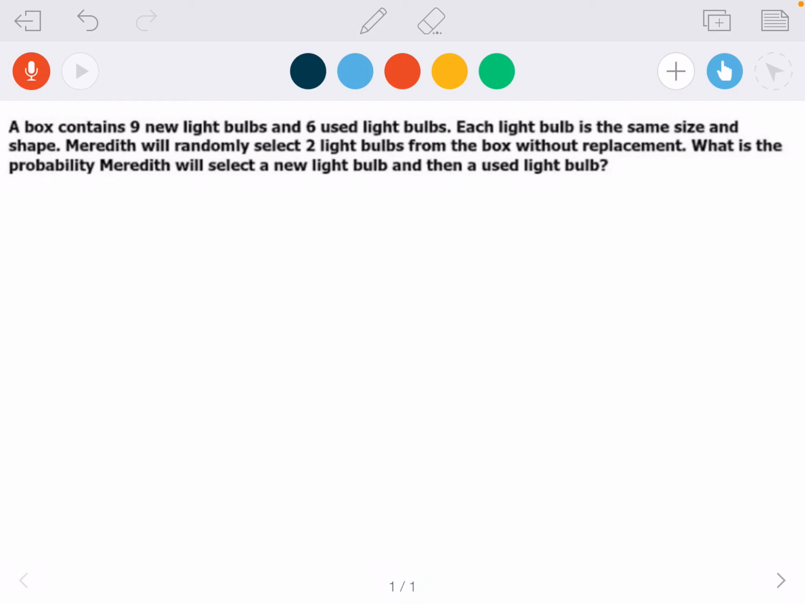So question 3 on the Google form is another probability question. It reads, a box contains 9 new light bulbs and 6 used light bulbs. Each light bulb is the same size and shape. Meredith is randomly going to pick 2 light bulbs from the box without replacement. That's the key word. We'll talk about that in a second. What is the probability Meredith will select a new light bulb and then a used light bulb?